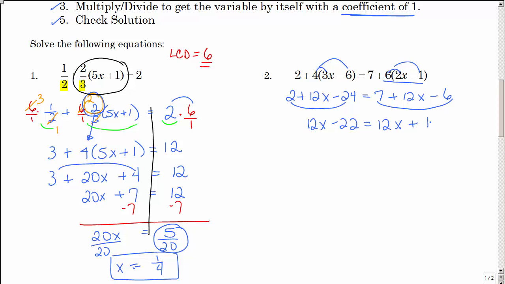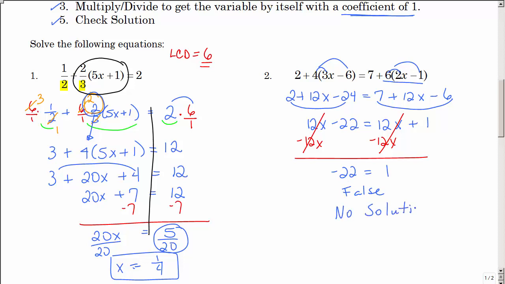And at this point you should see, hey, I've got 12x and 12x, and so if I subtract 12x from both sides, all my variables go away. That's why you should do those before you do your constants, for this very reason. Now, all the variables disappeared. I have a false statement. So what does that mean?